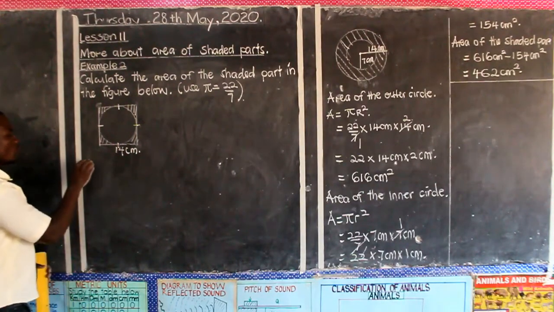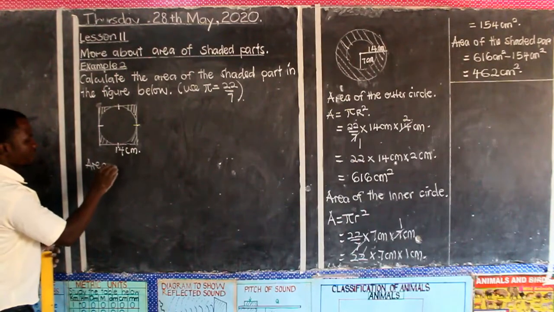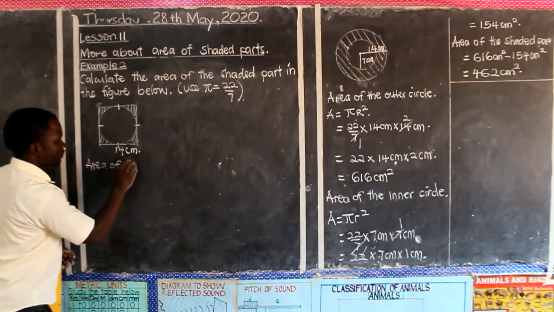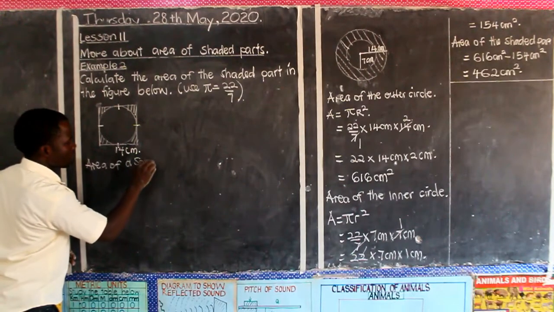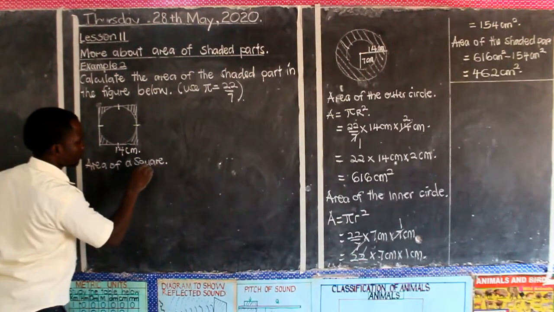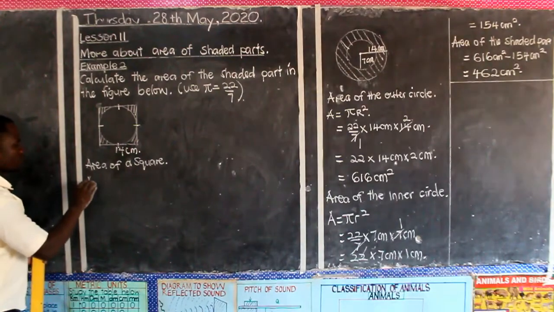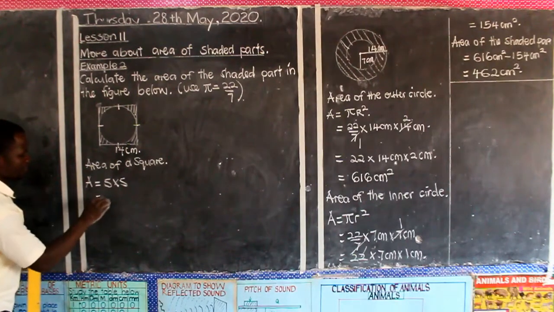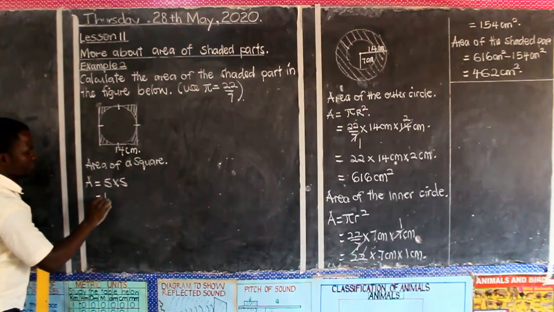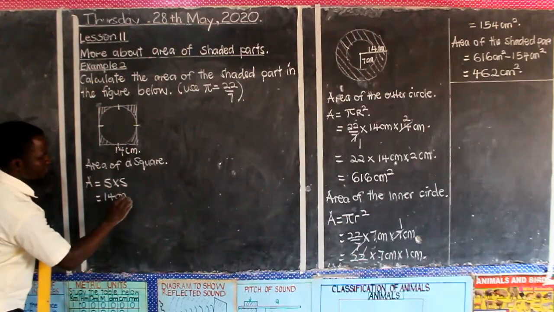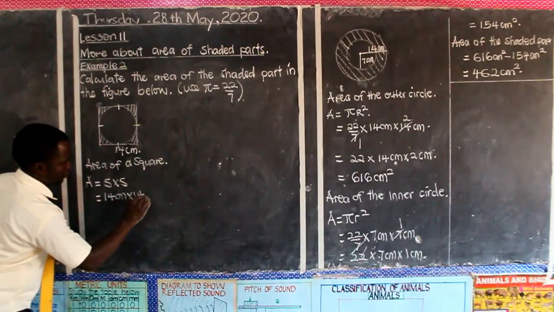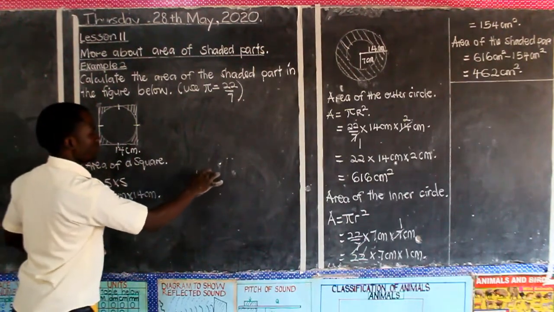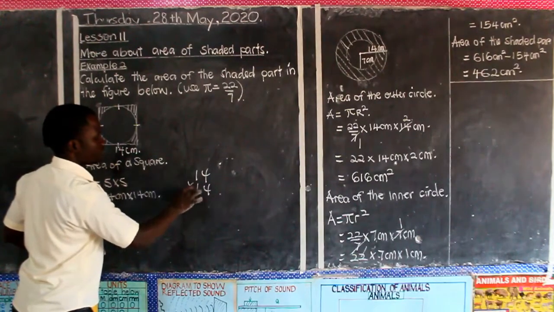So we shall begin by finding the area of a square. We say area of a square equals side times side. Very simple. The square has 14 centimeters times 14 centimeters. 14 times 14, what do we get?